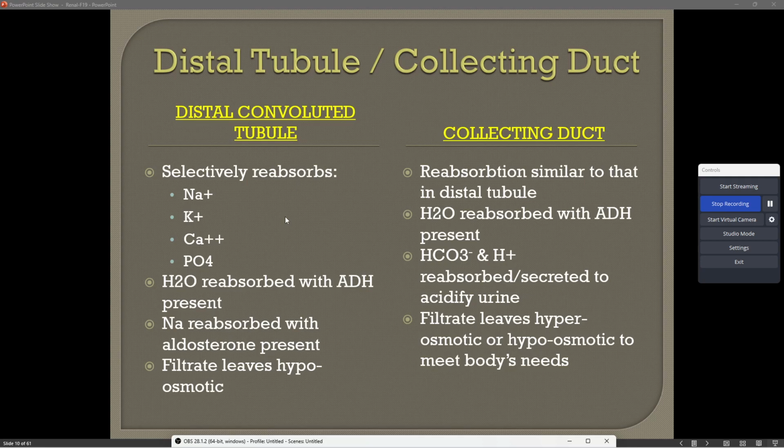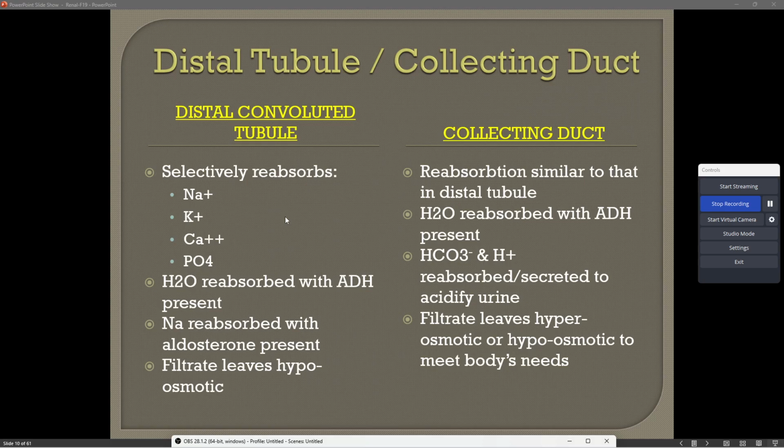In the collecting duct, similar to the distal tubule, H2O is reabsorbed if ADH is present, and then we have our bicarb and our hydrogen, which is also reabsorbed, okay? Or it's excreted to increase the acidity of urine. So I'll point out that hydrogen is the acid there, bicarb is the base. So if I have acidic urine and I want less acidity, I'm going to pull more hydrogen out, which is almost never going to happen, and we keep more bicarb in. Okay, whereas the vice versa is true.